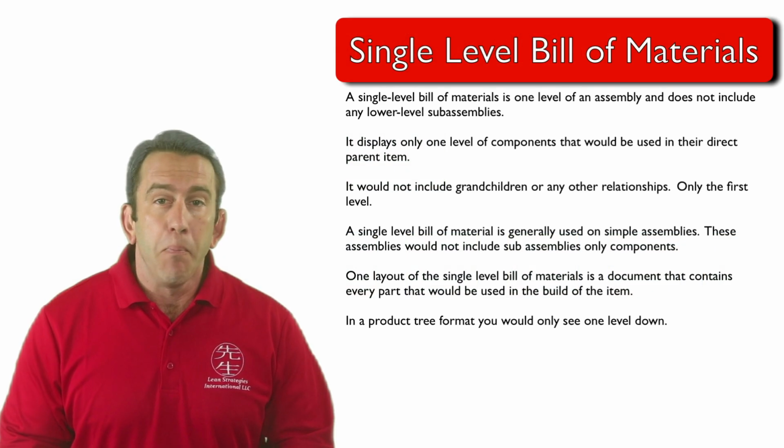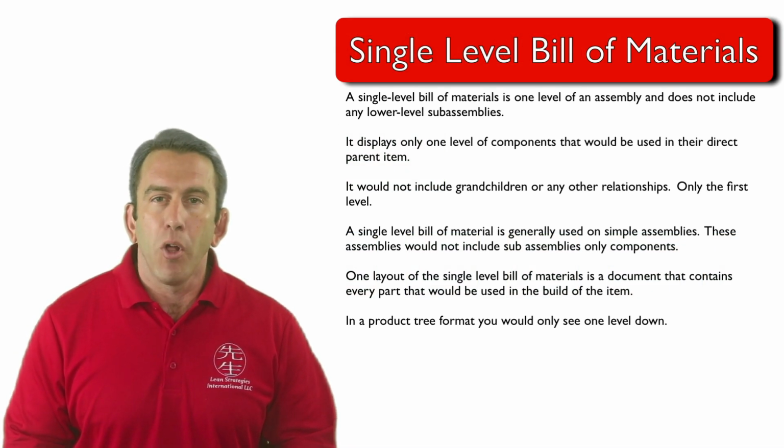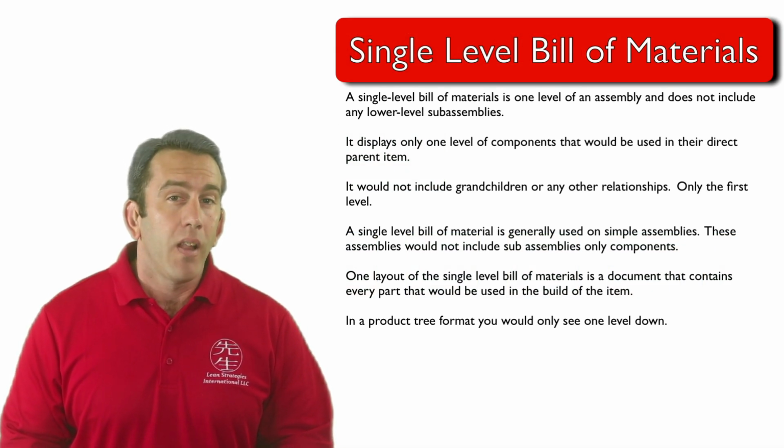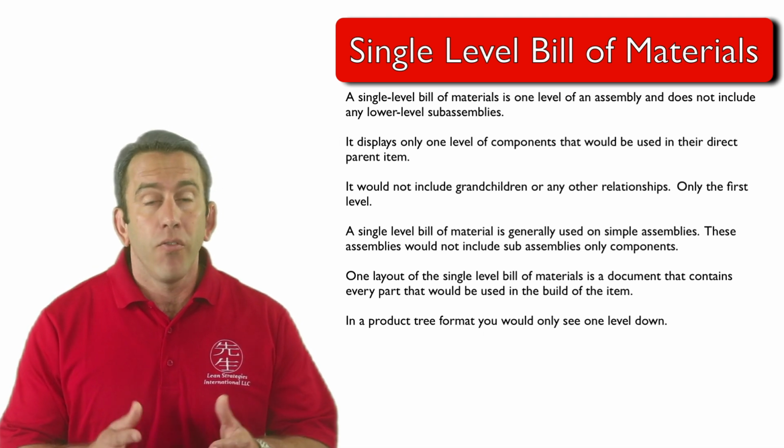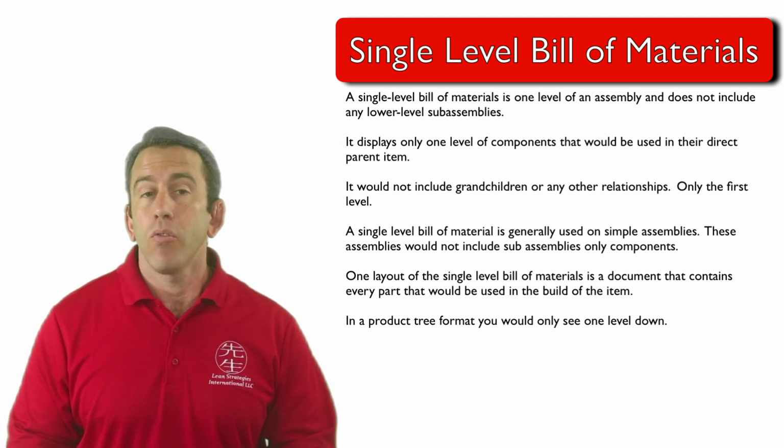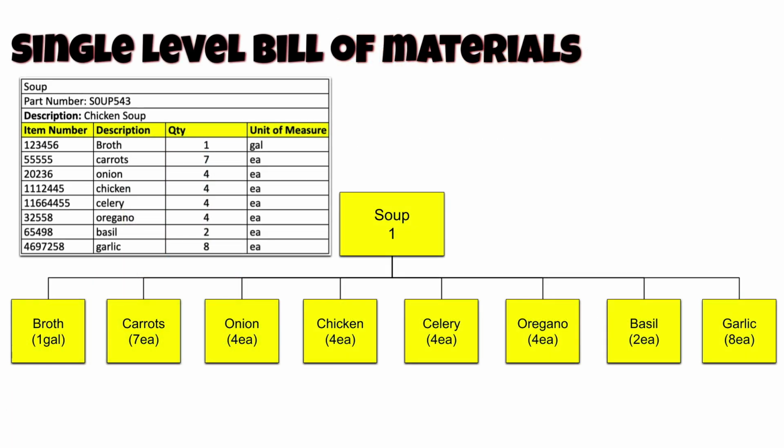As you can see, the basic structure of a single-level bill of materials would only allow one level of children in the form of components, assemblies, or materials. Here we see a listing of a bill of materials for soup in both a simple listing format and a product tree format. As you can see, the broth is measured in gallons, and each of the item measurements are in each. You may also see other types of units of measure, even some that may show blank.